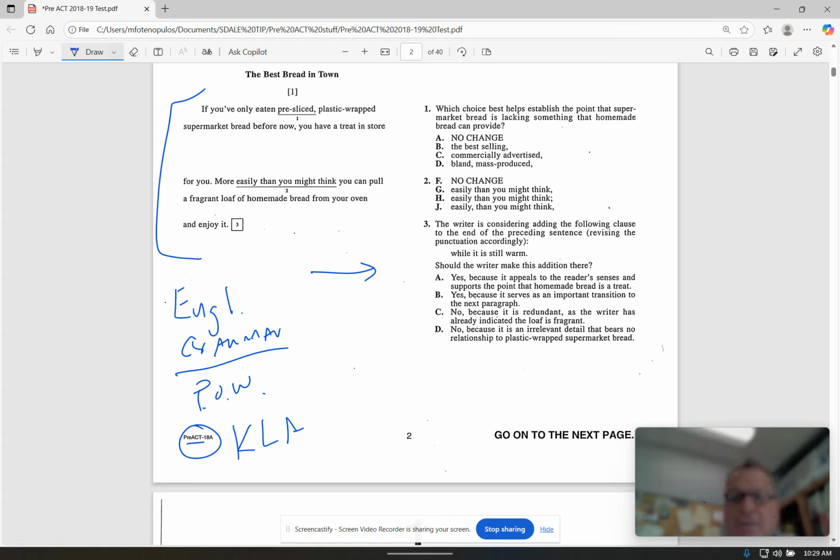Which choice best helps establish the point that supermarket bread is lacking something that homemade bread can provide? If you've ever eaten pre-sliced plastic wrapped supermarket bread before now, you have a treat in store for you. Supermarket bread is not homemade bread, so we want something that's lacking: pre-sliced, best-selling, commercially advertised, bland, mass-produced. So lacking gives me the idea that they're wanting me to go after something that's negative, and the one here that stands out as negative to me is bland and mass-produced. So that's what that looks like to me.